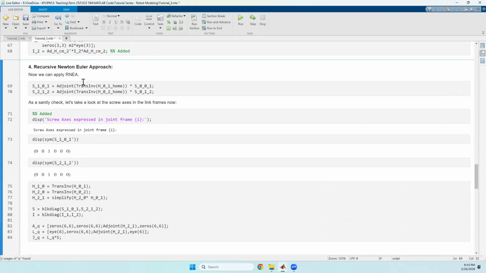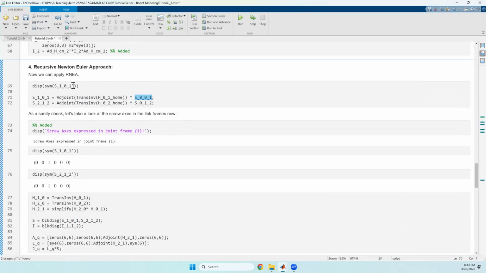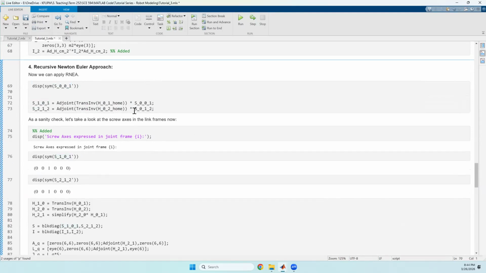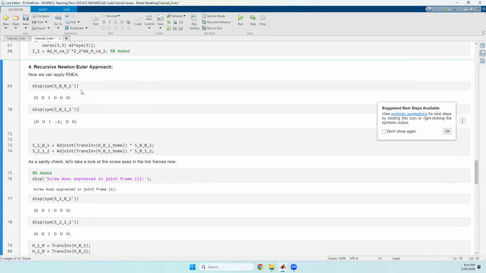And then we go to the recursive Newton-Euler part. The first thing we do is transform the screw axis from the 0 frame to the child frame. And there is something interesting here. Let's print this part and see what happens. Let's also print these two screw axes, which are the screw axes expressed in the 0 frame, and what you see below is the screw axis expressed in the child frame.